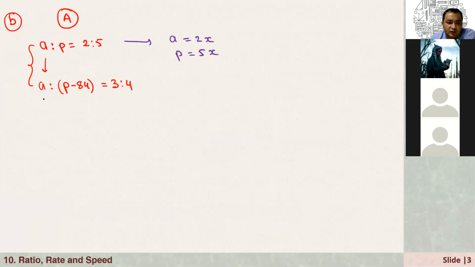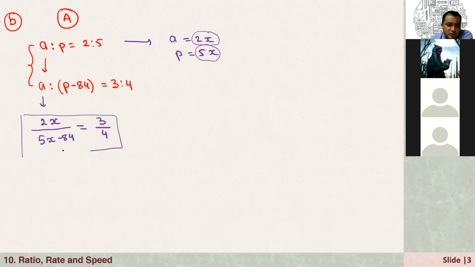Now, if I substitute things into this ratio, what is A? The number of apples didn't change, but still it is 2x. Over P: we had 5x oranges. We sold 84 of them. After that, the ratio became 3 to 4. This 2x is the actual number of apples before we sold the 84 oranges. 5x is the number of oranges in stall A, and after we sold 84 oranges, the ratio became this. Forming the equation is the most challenging part. Once you have this, the rest is just solving the equation and getting the answer.